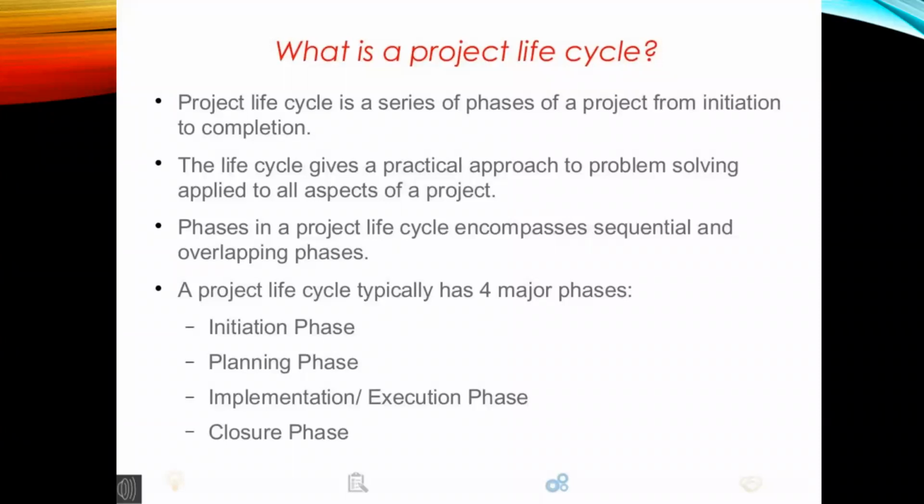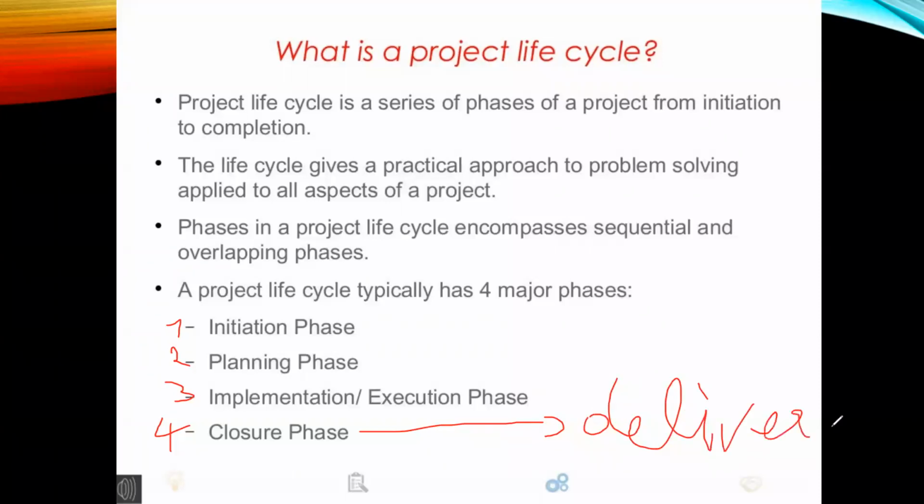A project life cycle typically has 4 major phases that we discuss: the initiation, the planning, the implementation or execution, and the closure phase. These are the ones that we just saw. The closure phase is what we mean whenever the project is delivered.